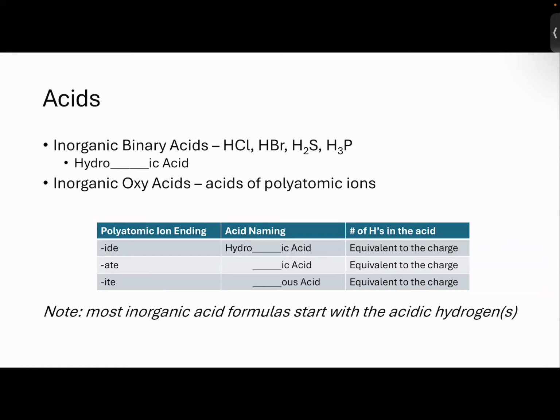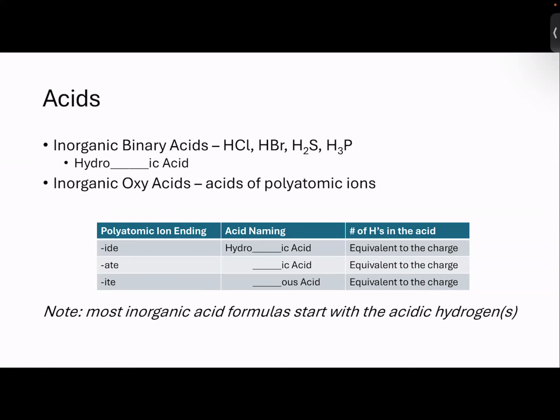So hydrogen chloride, or HCl, HBr, HI, HF, H2S, H3P, because those consist of hydrogen and only one type of element. Those are binary acids. All binary acids get named hydro, then the base name of the second element, then ic acid.